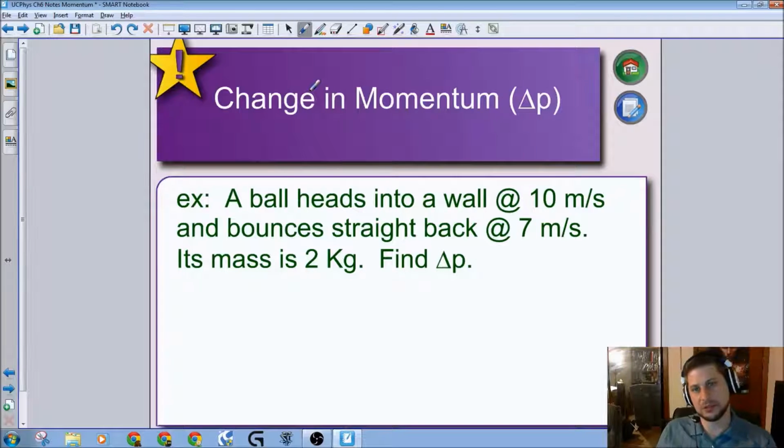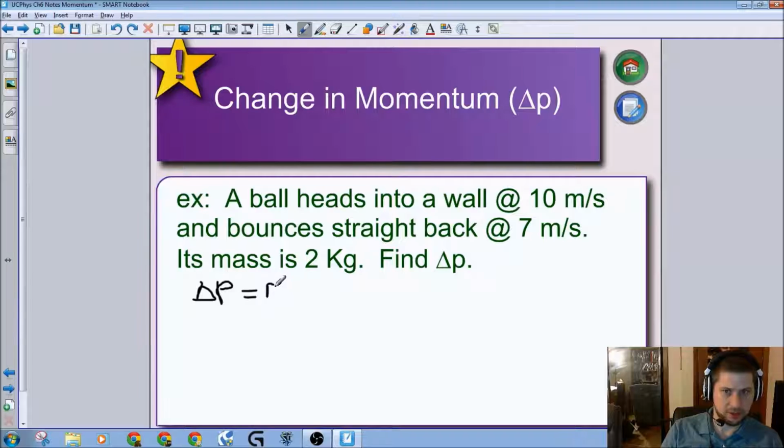Now, let's talk about changes in momentum. Whenever we talk about collisions, either one object acting against a wall or 2 objects acting with one another, we're going to have a change in momentum. We can do that in a couple of ways. One of them is that we'll write it as delta P is P final minus P initial.